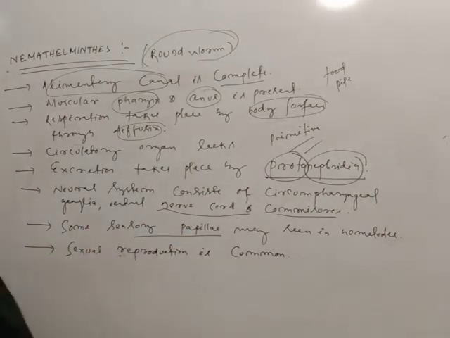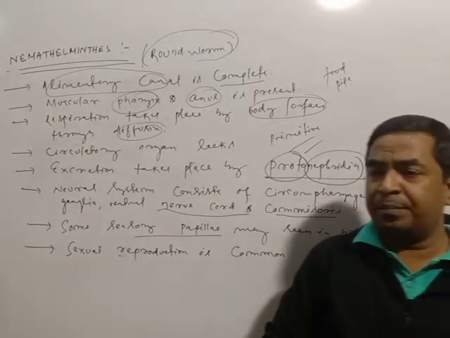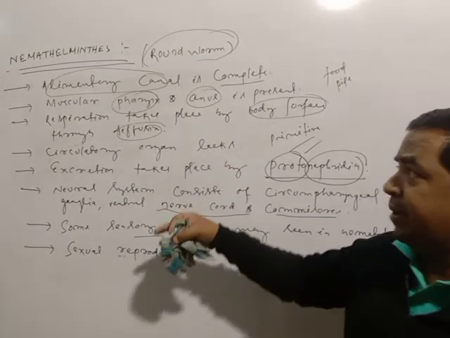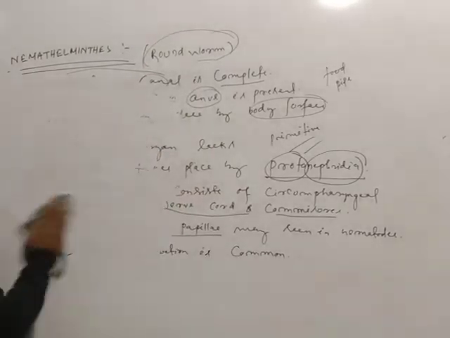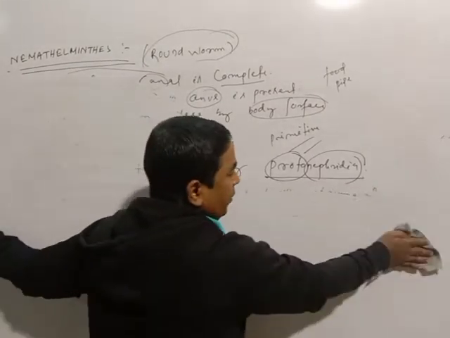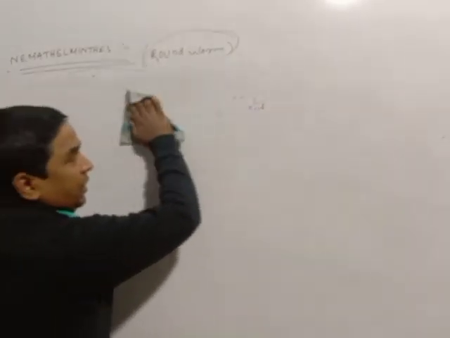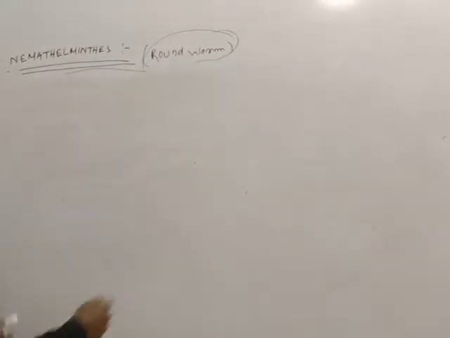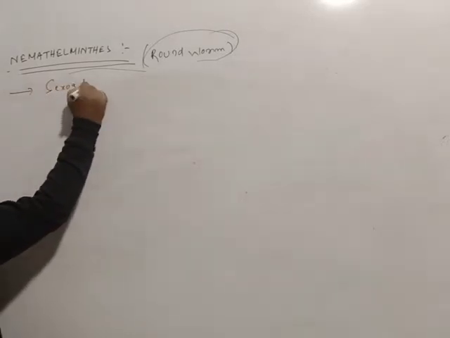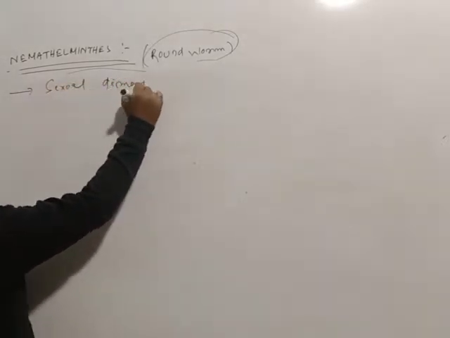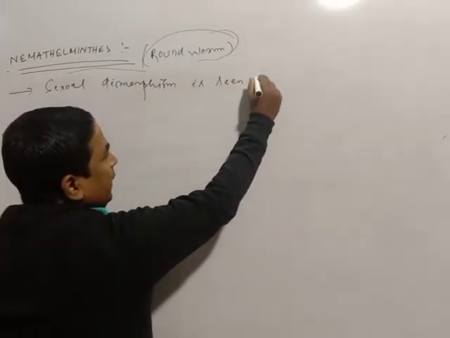Now, sexual reproduction is common. Asexual reproduction and regeneration are completely not seen in nematodes. So, male and female can easily be distinguished from each other based on their appearance or morphology. As they are different from each other through morphology, we say sexual dimorphism. Sexual dimorphism is seen in nematodes.